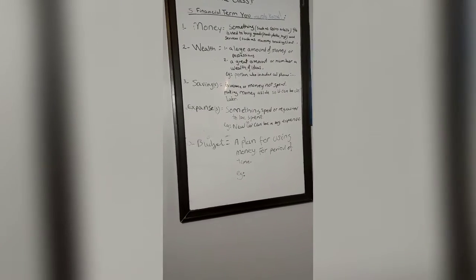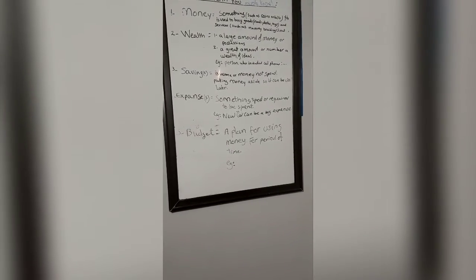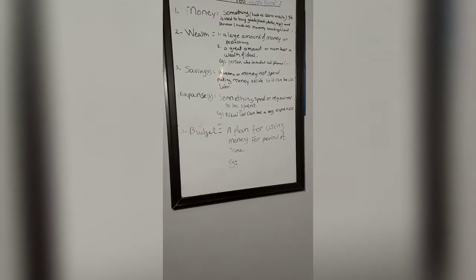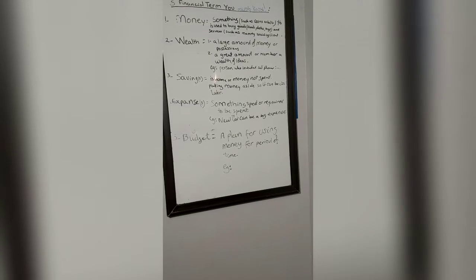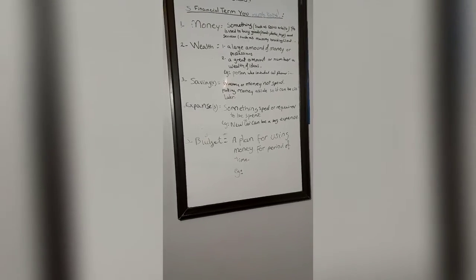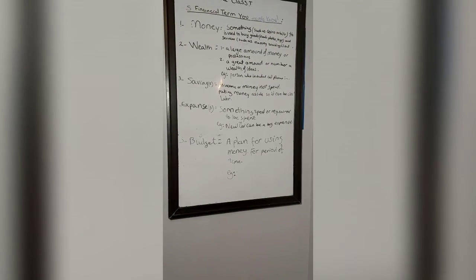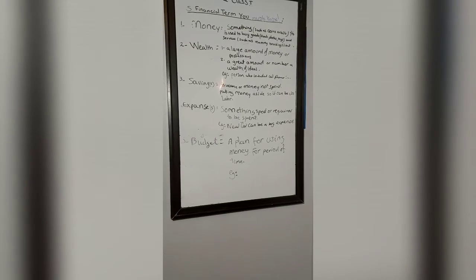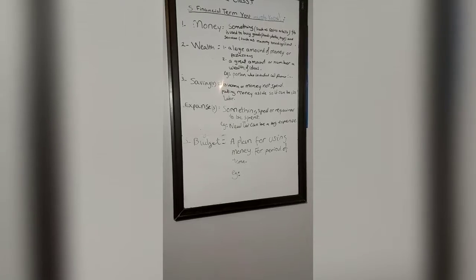So the third one is what, Rahima? Savings. Can you tell me what savings is? It is income or money not spent, putting money aside so it can be used later. That's right. So saving is money that you put aside and you don't spend it, you put it away so you could spend it later. Something that you put away. Okay, that's pretty much straightforward.